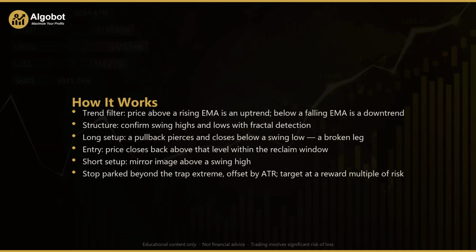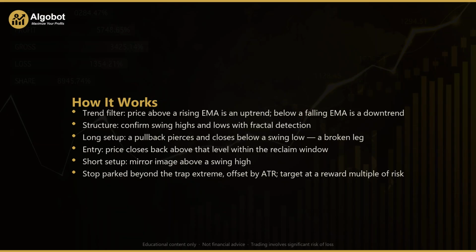Everything begins with the trend filter. On each newly closed bar, the strategy reads the exponential moving average and compares it to the previous bar's value. It calls the market an uptrend when the closing price is above the average and the average itself is rising. It calls it a downtrend when price is below the average and the average is falling. If neither is true, the strategy simply waits. Alongside that, the expert advisor is continuously mapping structure. Using its fractal method, it confirms a swing low or a swing high once a pivot bar has the required number of bars on each side that are higher or lower than it. That confirmed swing becomes the protective level the strategy watches.